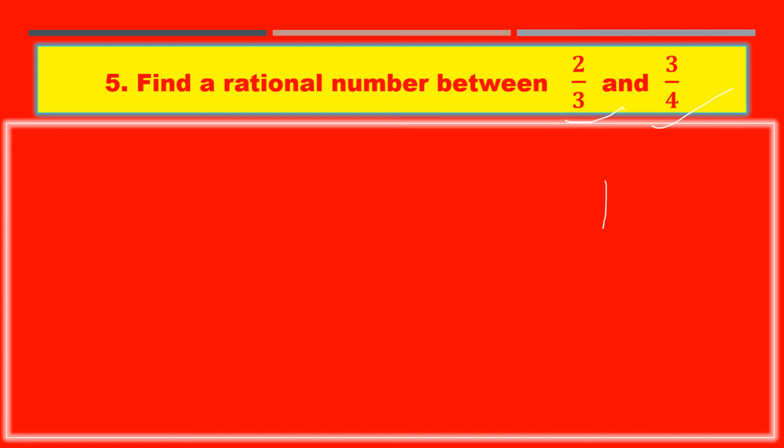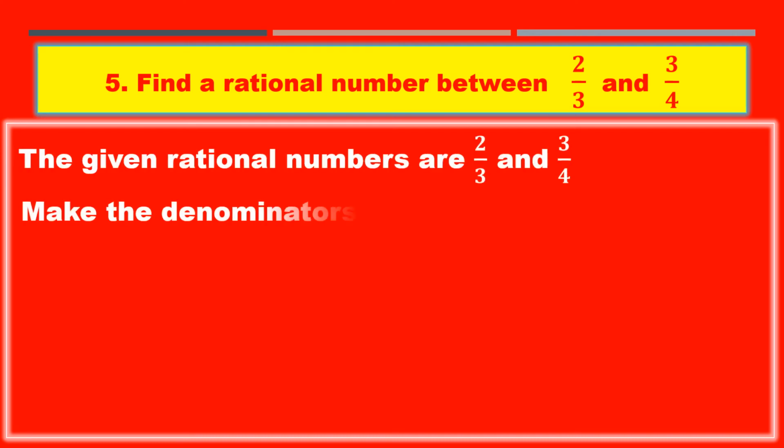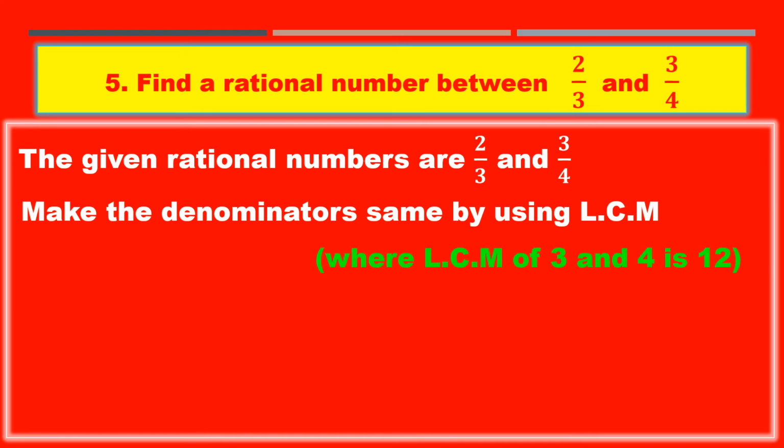When there are two different denominators, first we should make the denominators the same. How can we make the denominators the same? We can make them by using the LCM method. So take the LCM of both the denominators and write the numbers which are in between them. Let me take the LCM of 3 and 4. So the LCM of 3 and 4 is 12.